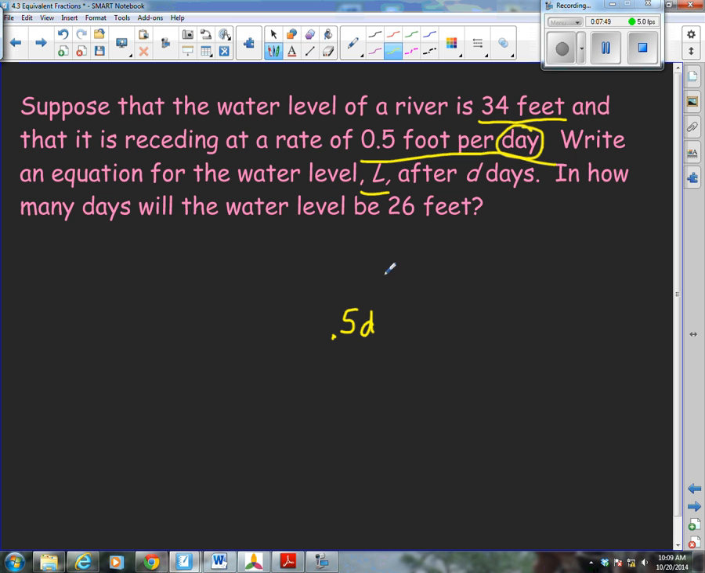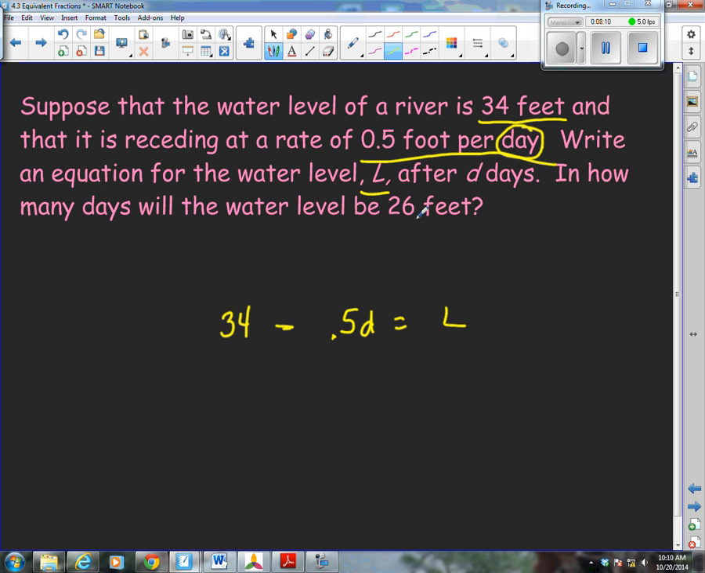Okay. Now, if it starts at 34 feet and it's receding, that means it's getting lower. So we're not adding. We're used to adding this. But this one's actually receding by this rate. So if I start at 34 feet, I can't add this. It's actually receding, so I'm going to have to subtract it. And that's going to equal the water level, okay, after D days.